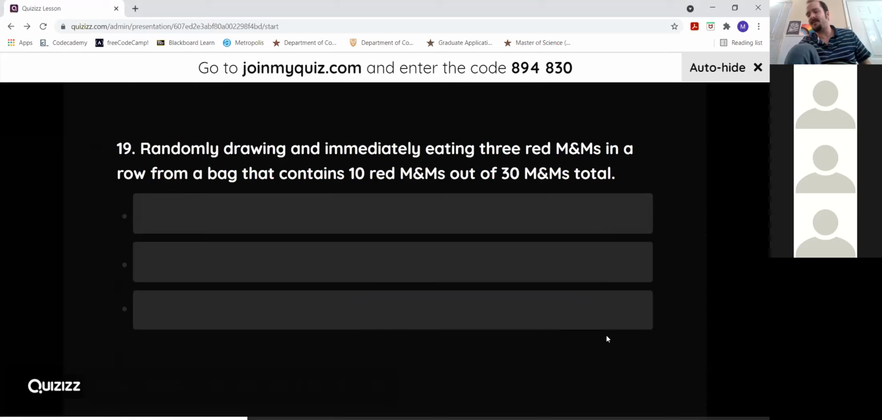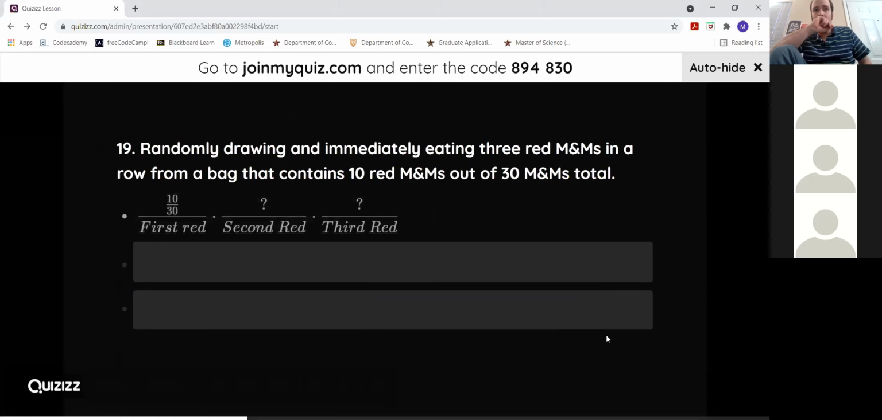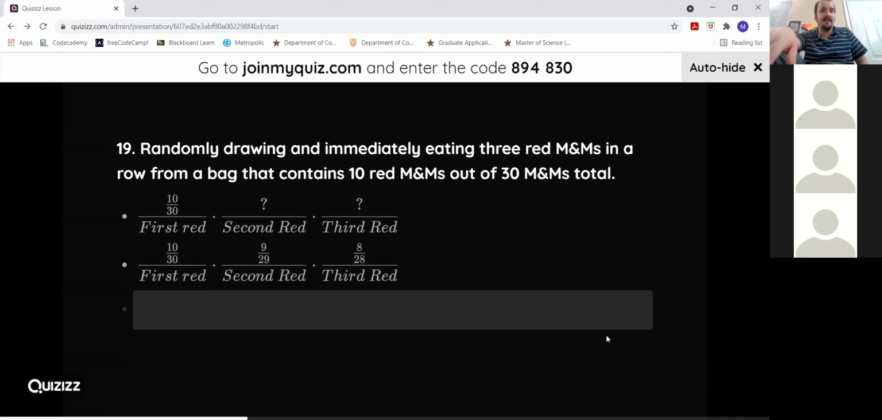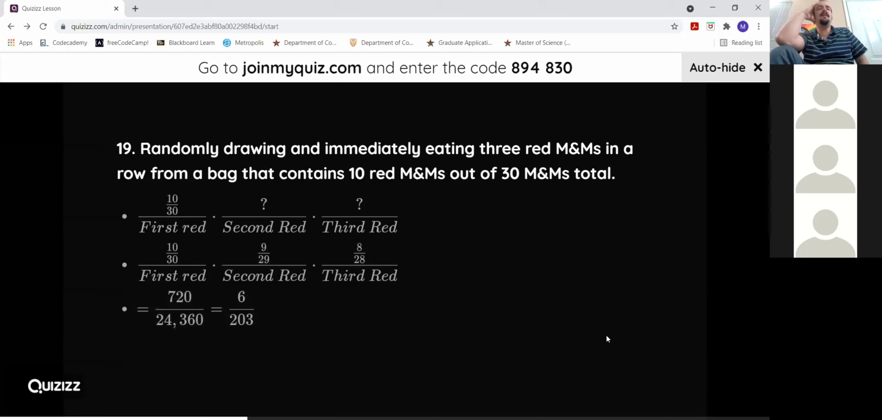I think it was 720 out of 24,360 or something crazy like that. But 10 out of 30, if we pull out the first red, I talked about this already. It should look something like this. And 720 out of 24,360 gives me 6 out of 203 when I reduce it. I think they're both reducible by 90, divided by 90.